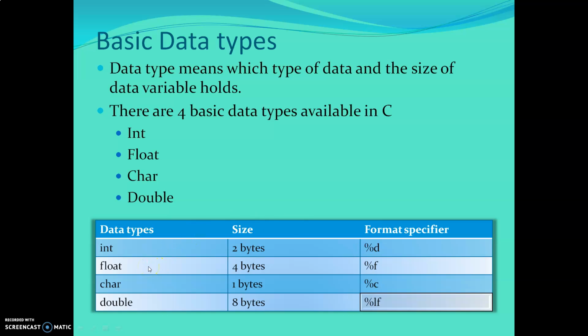When we are storing floating values, 4 bytes of memory is allocated by the compiler, and the %f format specifier is used. When we are storing character values, 1 byte of memory is allocated by the compiler, and the %c format specifier is used. When we are storing double values, 8 bytes of memory is allocated by the compiler, and the %lf format specifier is used. Float and double data types are used for decimal values.